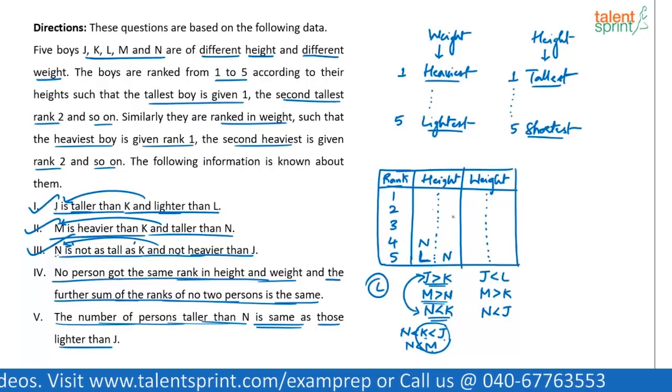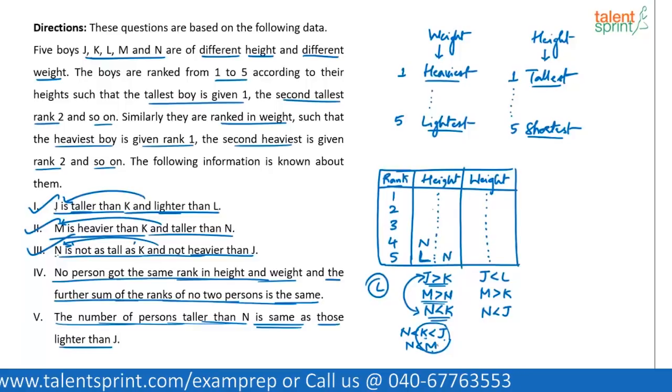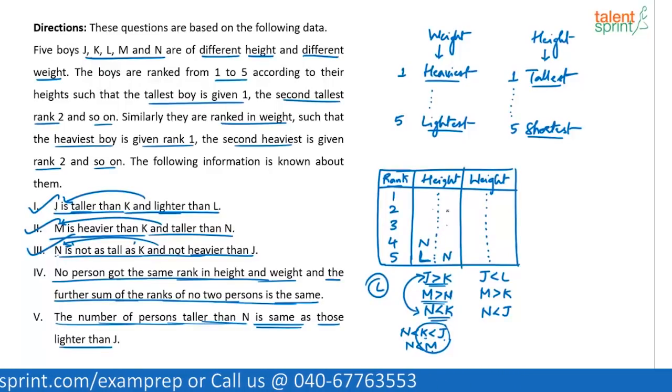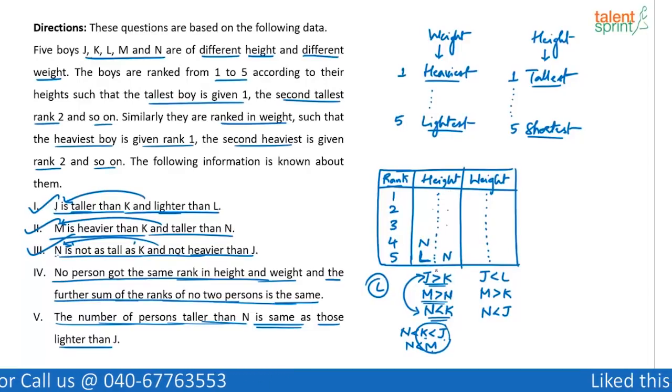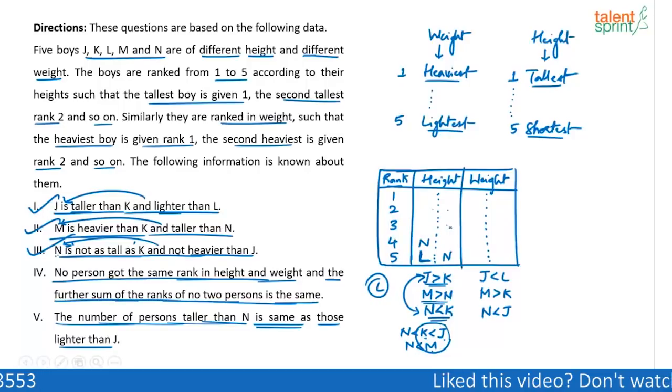But in case number 2 of heights, if N is last, see, N cannot be 3rd rank, N cannot be 2nd rank, N cannot be 1st rank. That is for sure. 1, 2, 3 is ruled out for N. N should be 4 or 5. If N is 5, then K, J, M and L will be 1, 2, 3, 4 in some order, which we cannot say immediately. Similarly, you do the same working for height.